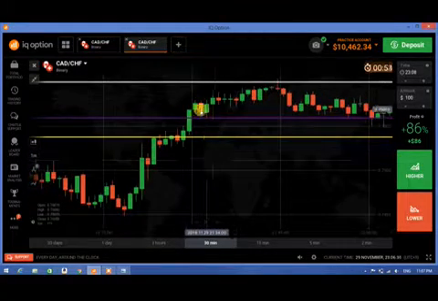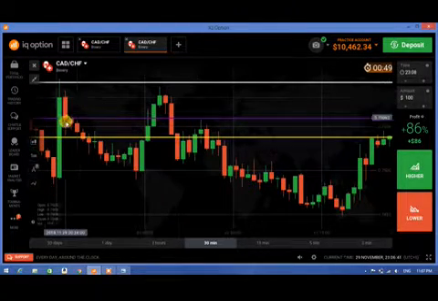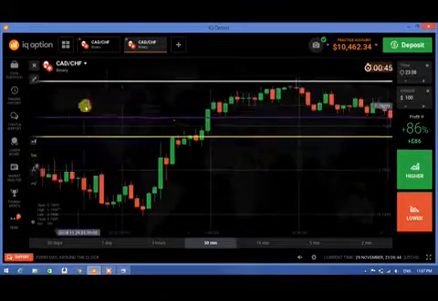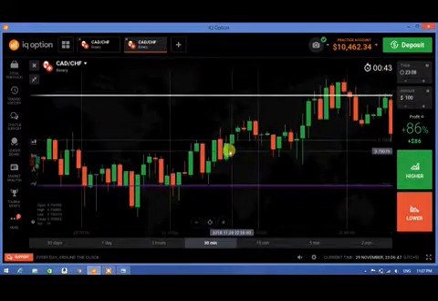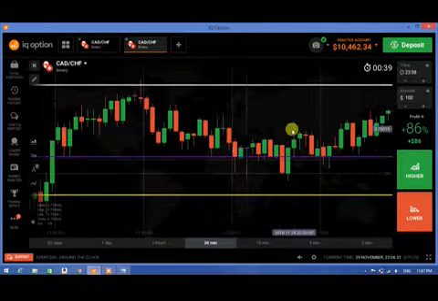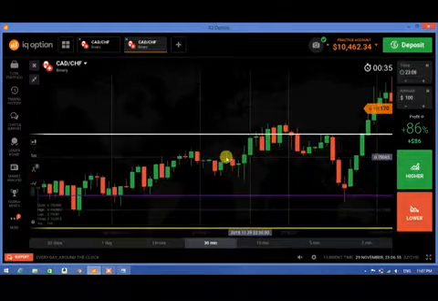Now let's move back. Yeah, these two are satisfying it. Move back. Yeah, this one is satisfying, this one is satisfying, these all are satisfying. So this line is perfect, this line is perfectly drawn, and candles are above this line, so this line is our support line. Now we're gonna wait for a good signal.